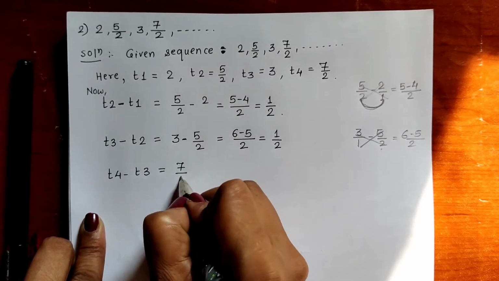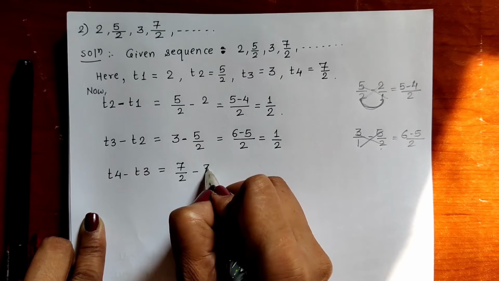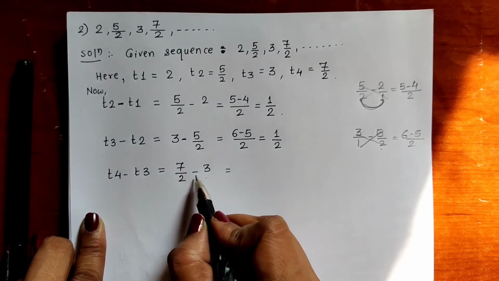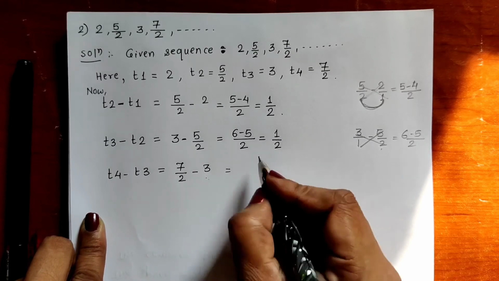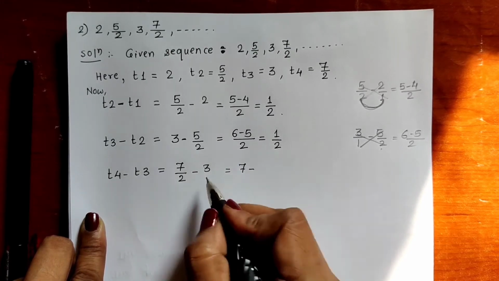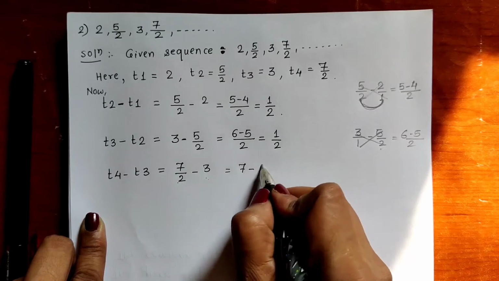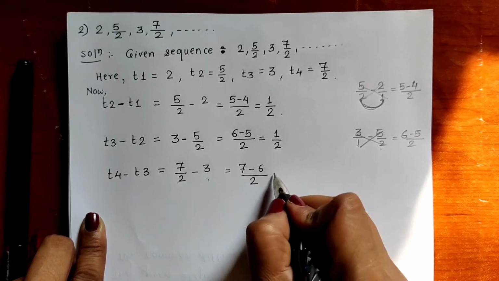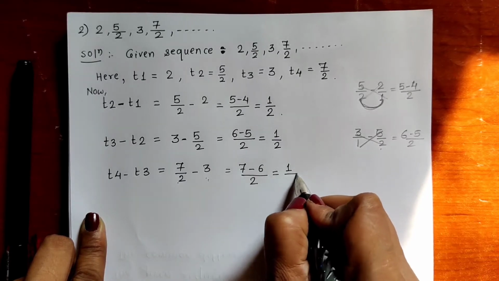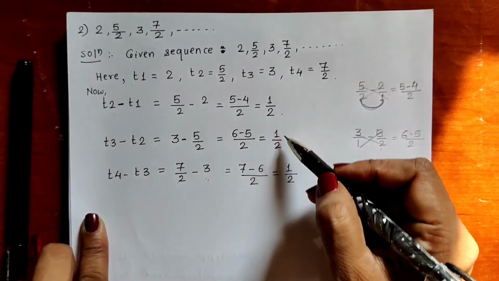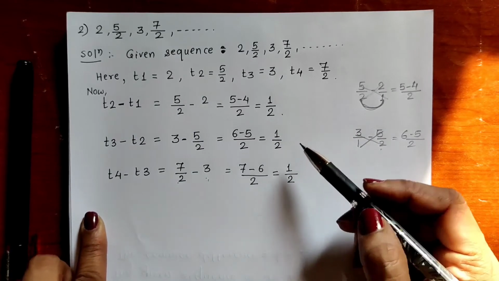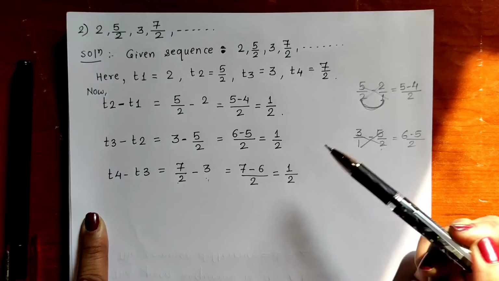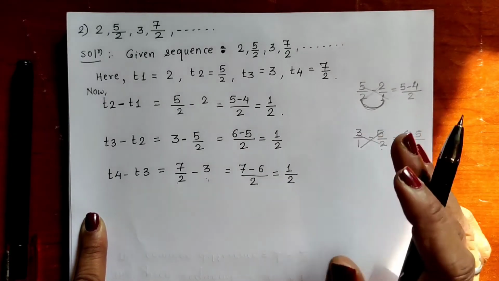Now let us find out T4 minus T3. T4 is 7 upon 2 minus T3 is 3. Now 3 means 3 upon 1. We will do the cross multiplication. 7 into 1, 7 ones are 7, minus 3 into 2, 3 twos are 6, upon 2 into 1, 2 ones are 2. 7 minus 6 is 1 upon 2. So in this way, when we subtract two consecutive terms, the answer is 1 upon 2. That means the common difference is constant.